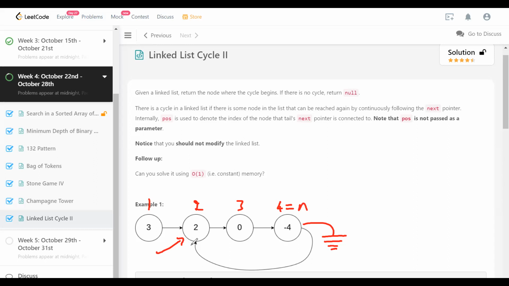If there is no cycle, it should be a null-terminated linked list. In that case, we're going to return a null pointer. So that's what the problem is. And they are asking us not to modify the linked list. The linked list given as an input should not be modified. And a follow-up question is, can we do it in big O of one extra memory? That means not taking more than a constant amount of extra memory.